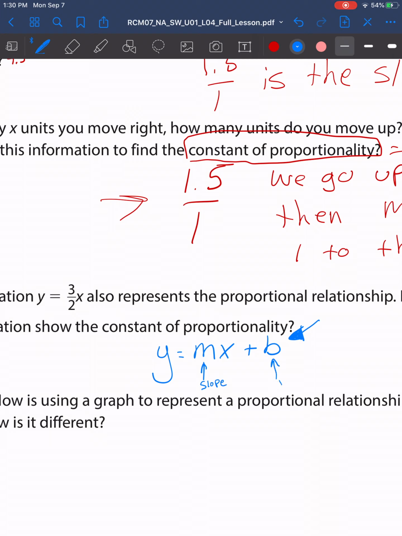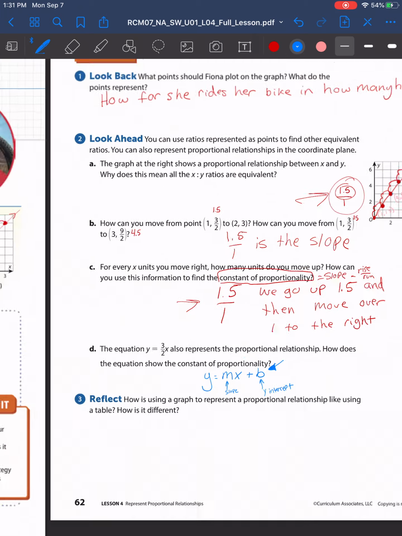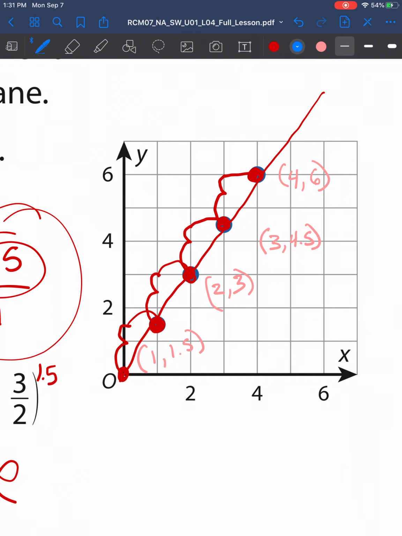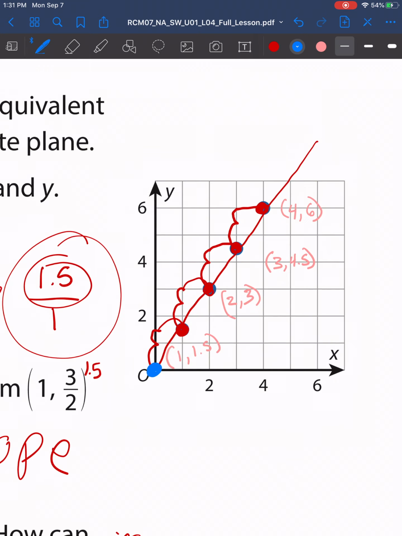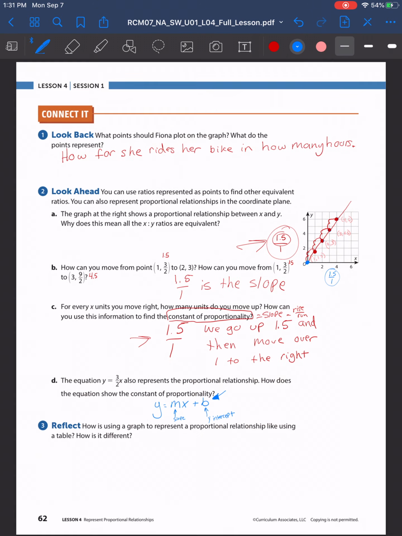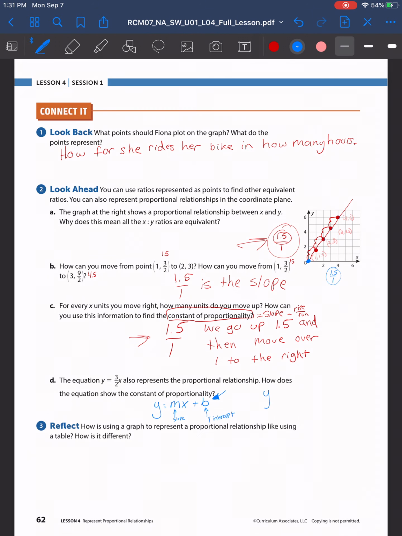B stands for the y-intercept. A y-intercept just means where on the y it crosses. So the y-intercept of this graph would be 0, 0, because it crosses the y at 0, okay? And the slope, we already figured out, was up 1.5 over 1. That's slope, okay? So if I were to make this a graph, I would say y equals slope, which is 1.5 over 1, x plus 0.